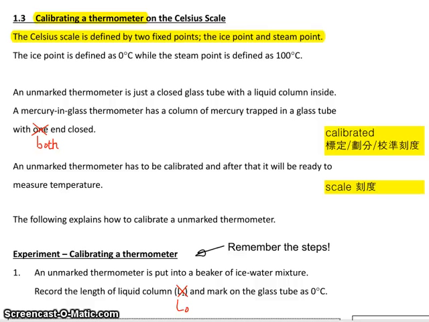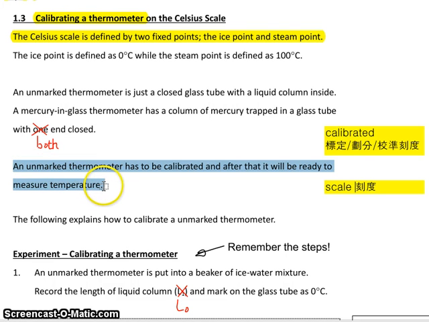What we have to do is to mark the ice point as 0 degrees Celsius, the steam point as 100 degrees Celsius, and then divide the separation between them into 100 divisions. This is called calibration. An unmarked thermometer after calibration will be ready to measure temperature.